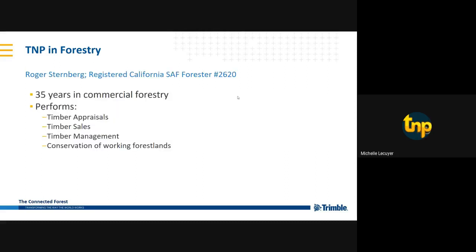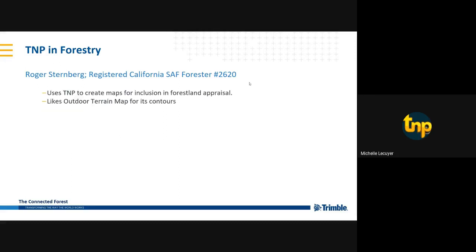And our next customer using TerrainNavigator Pro in forestry is Roger Stromberg. He's a registered California Society of American Foresters member, number 2620, has 35 years in the field, and also performs timber appraisals, timber sales, timber management, and conservation of working forest lands. He uses TMP to create maps for inclusion in forest land appraisals. One of the things he particularly likes is the outdoor terrain map for its contours.